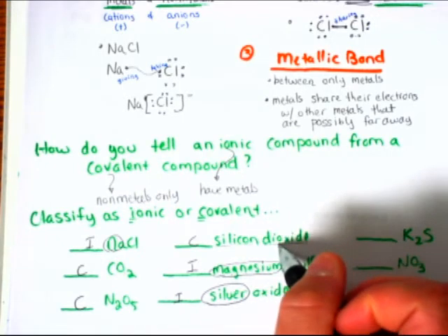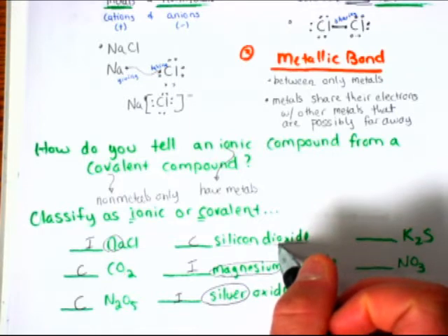Look at silicon dioxide. Which is more left, silicon or oxygen? Silicon is. So the most metallic is listed first. Did we all catch that? Yes. Okay.